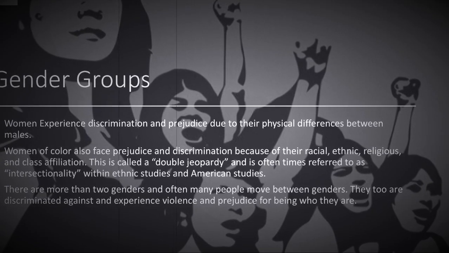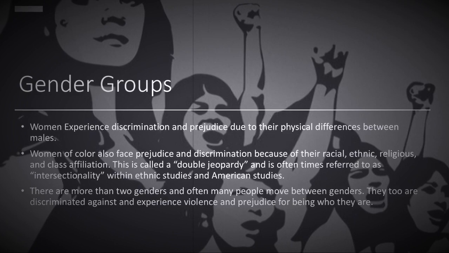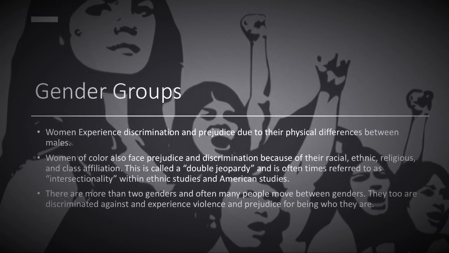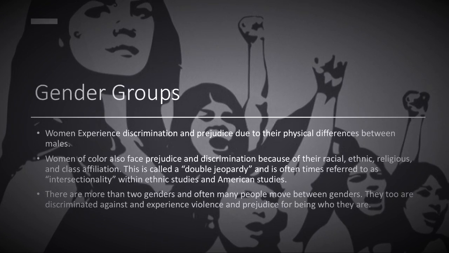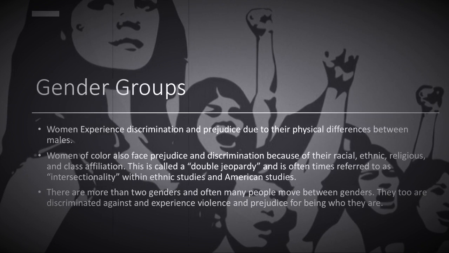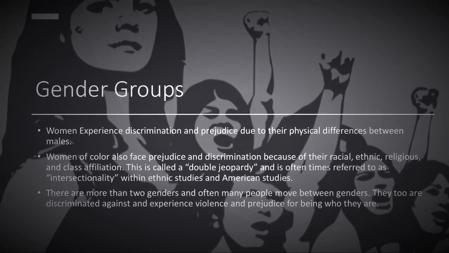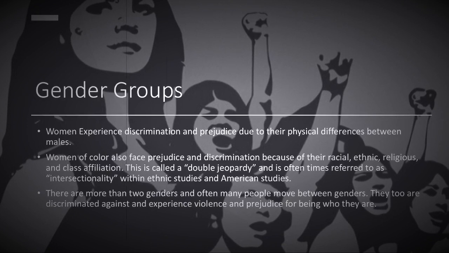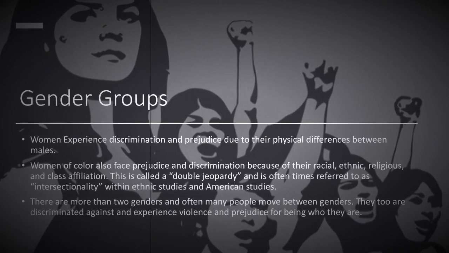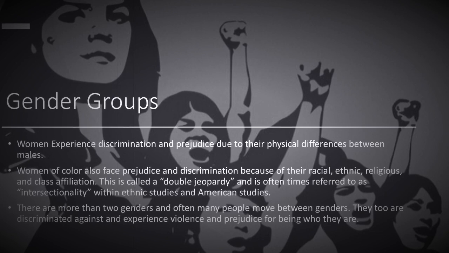Women of color also face prejudice and discrimination because of their racial, ethnic, religious, and class affiliation. This is called a double jeopardy in sociology. However, within ethnic studies, it is called intersectionality, a term that was coined by Gloria Anzaldúa within the Chicana feminist movement. Another group within the gender construct that faces discrimination is those who identify within the LGBTQ2 community.